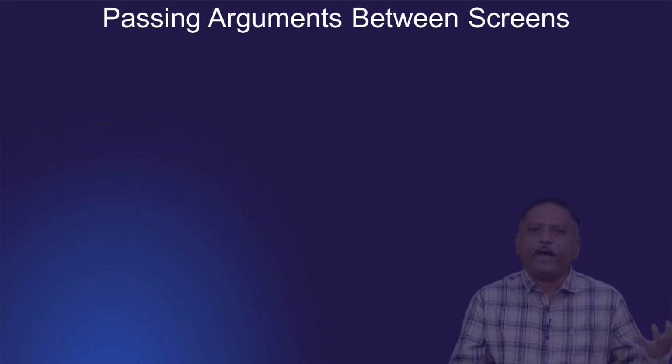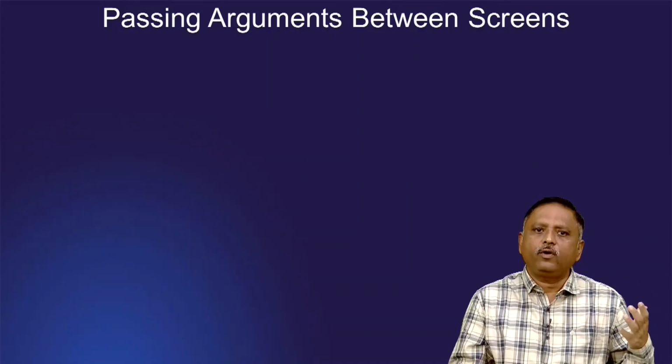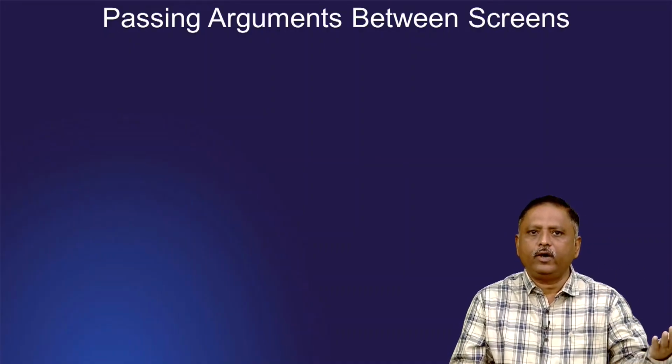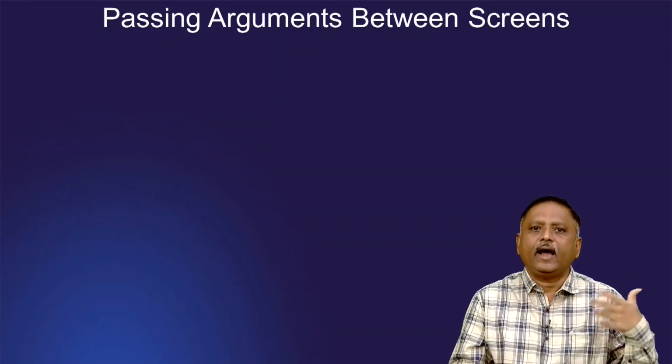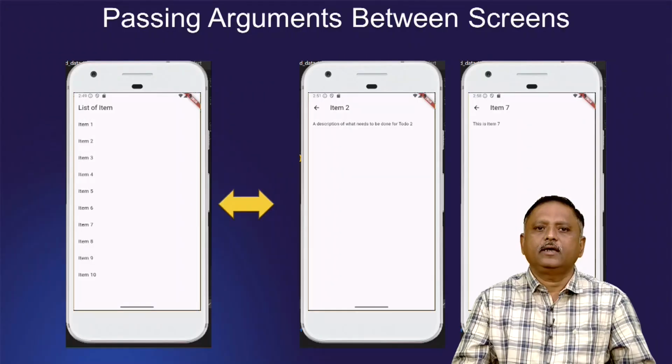Now let us try to understand how to pass arguments between screens. When moving from one screen to another, you often need to send data forward. For example, passing an item ID from a list page to a detail page. So here is an example.